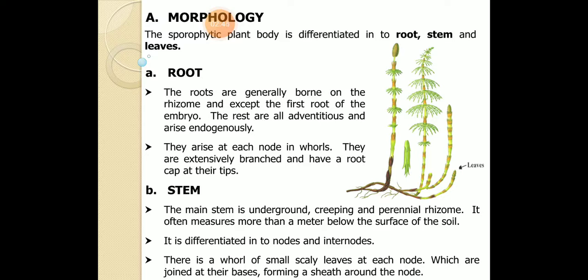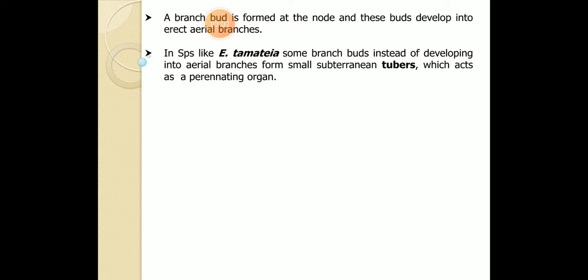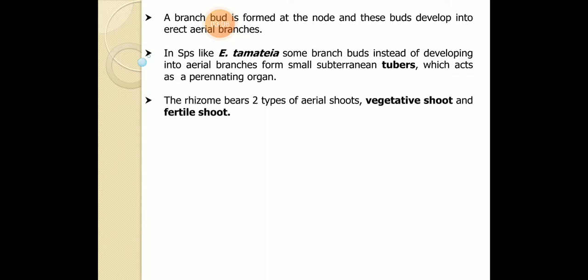The whorls of the nodal region consist of scaly leaves. They are jointly attached to the base of the nodal region and form a sheath-like structure. The buds develop into erect aerial branches. Sometimes they have different aerial branches, small branches and sub-branches, or lead to the formation of tubers, which help in vegetative reproduction. The rhizome bears two types of shoot: the aerial shoot, which is the vegetative shoot, and the fertile shoot.